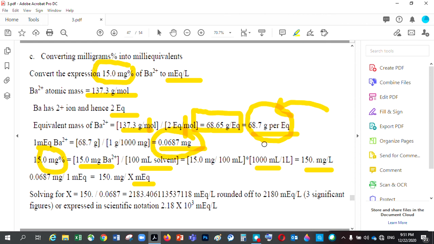So this is transferred into milligram, and therefore you can see, solve for X. The number of X is rounded off to 2180 milliequivalent per liter, which turns out to be 2.18 times 10 to the power 3 milliequivalent per liter.